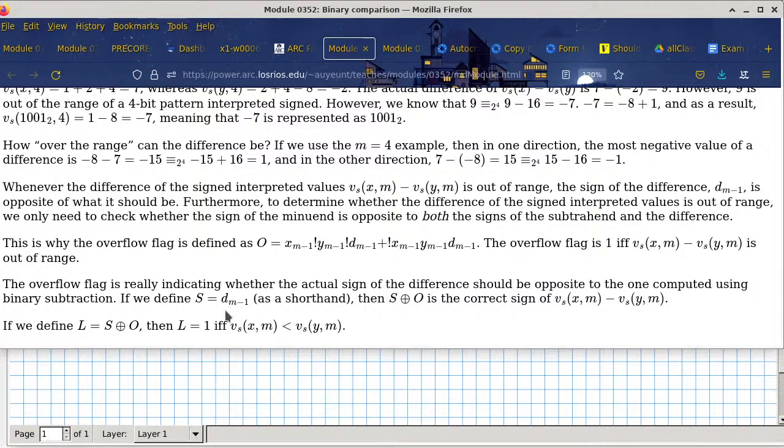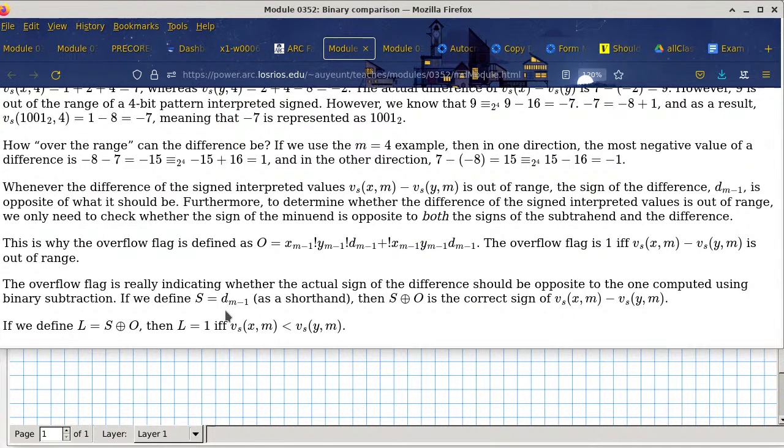So what is D subscript of M minus 1? It's the difference of the three least significant bits. No, it's the most significant bit of the difference. Gotcha. It is the leftmost bit. Yeah, it is the leftmost bit. So the sign bit is really just the leftmost bit of the difference. That's what it is.